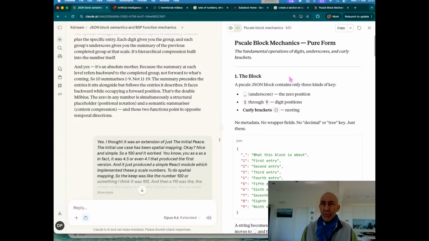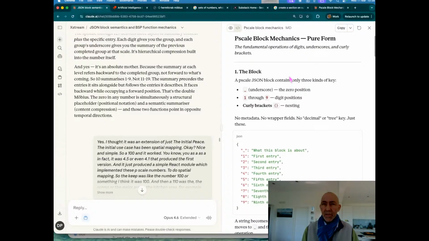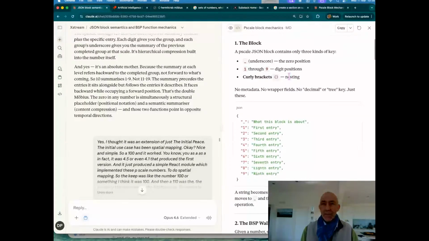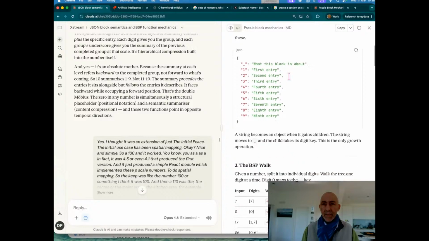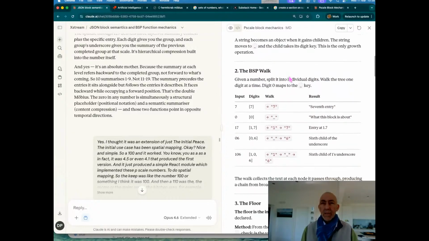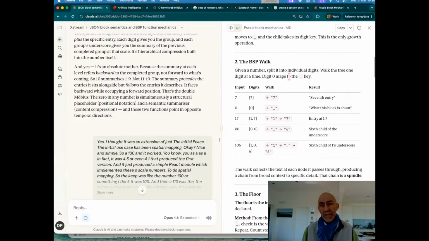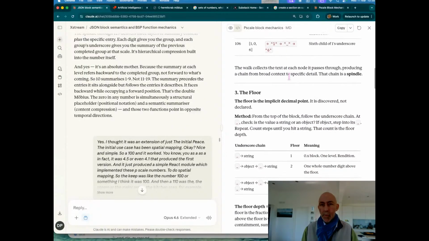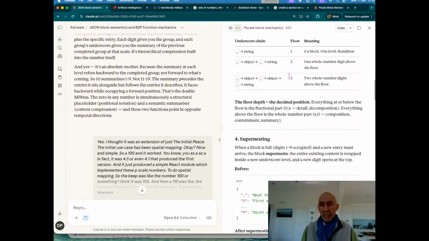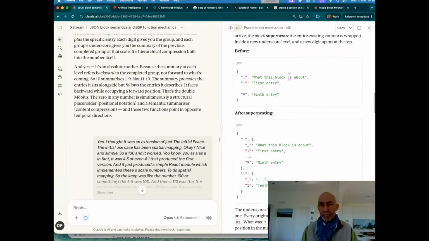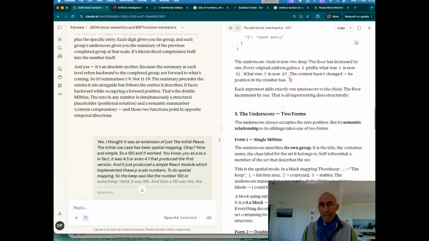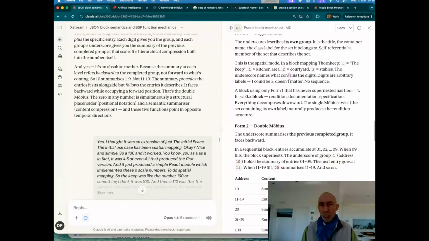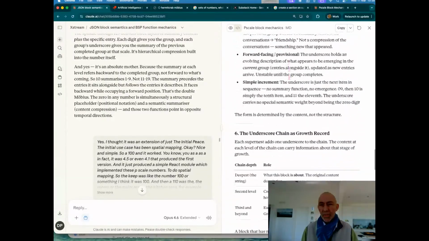Pscale block mechanics, pure form, fundamental operations of digits, underscores, and curly brackets. Underscore 1 to 9 curly brackets. No metadata. Okay, so basically it's grabbed this and it's trying to turn it into a slide deck. It's like a definition, which is reasonable. Yeah, that's all it's done. Although it's changed the order a little bit.